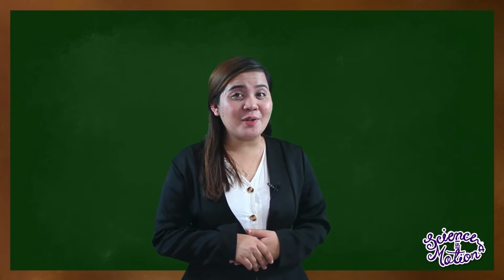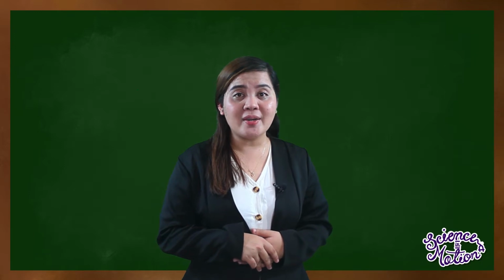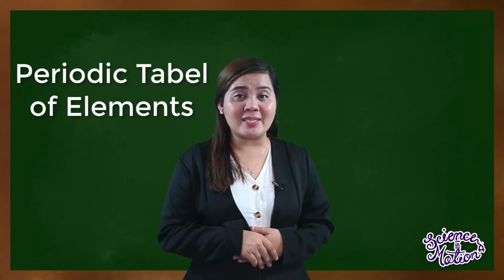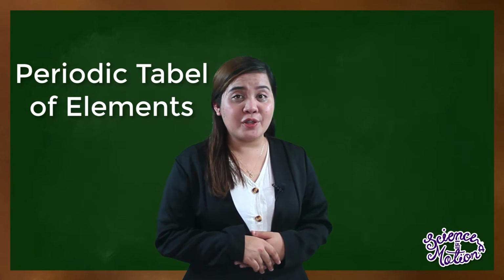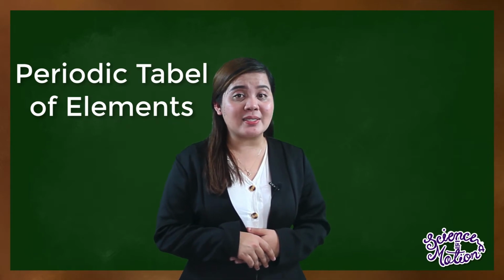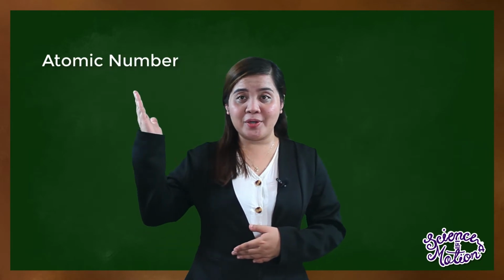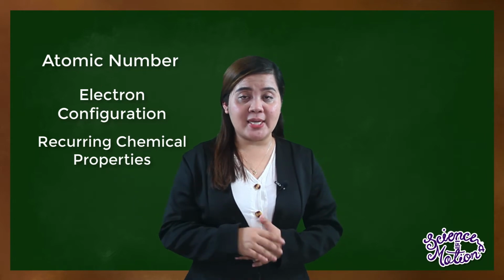Kids, can you still remember the chart that lists all elements according to their atomic number? If your answer is the periodic table of elements, then you are correct. We have learned from our elementary science that the periodic table, also known as the periodic table of elements, is a tabular display of the chemical elements, which are arranged by atomic number, electron configuration, and recurring chemical properties.